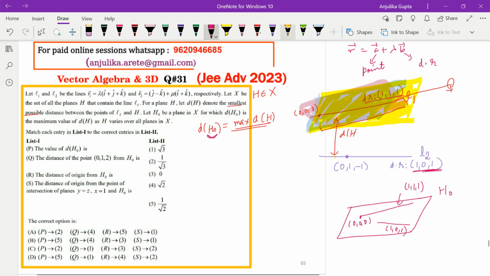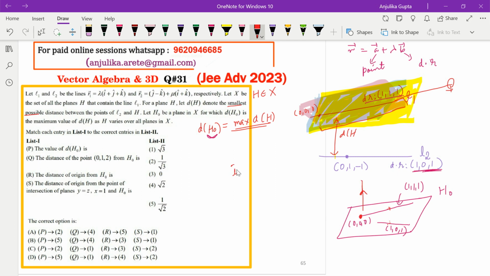Now, if you want to write the equation of this plane, what do you need? Direction ratio of the normal and a point on the plane. Point is already known. Can you get the direction ratio of this? It is perpendicular to both these lines, isn't it? So that means the cross product of these two is going to give me the direction ratio of the normal to that plane. So let's get going.